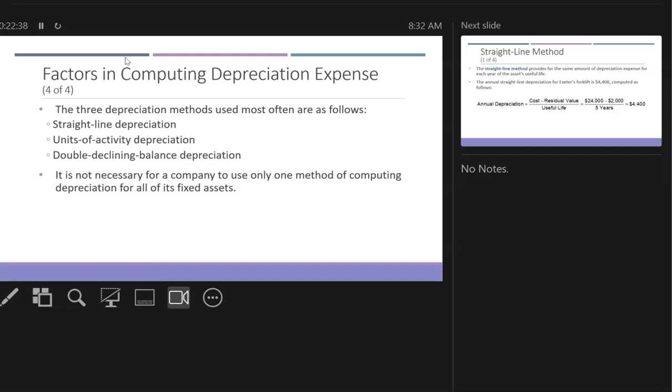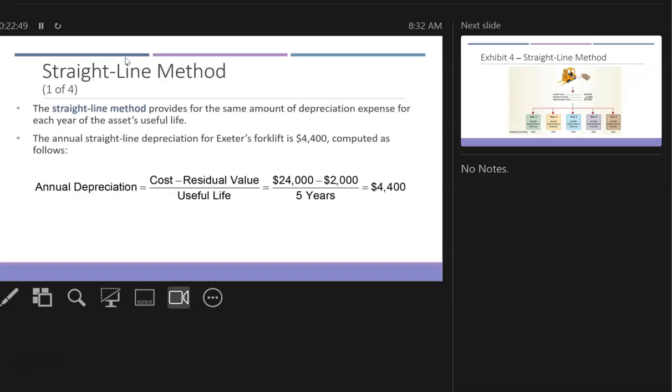It's not necessary for a company to only use one method of computing depreciation for all its assets. There are benefits with the different methods, and we'll talk about that. Straight line is the most simple. In straight line depreciation, we're going to take the same amount of depreciation for each year.